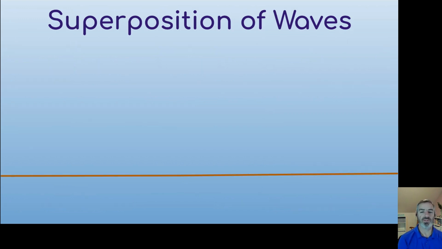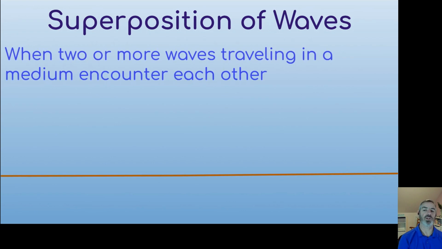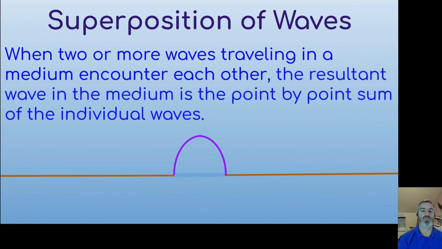Superposition of a wave. Now, what is superposition of a wave? It is when two or more waves are traveling in a medium and they encounter each other. So we have two waves, and I'm going to draw them in red and blue and show them just barely not overlapping at the centers. What's going to happen is when the two of those wave pulses get to each other, the resulting wave in the medium is the point by point sum of the individual waves.